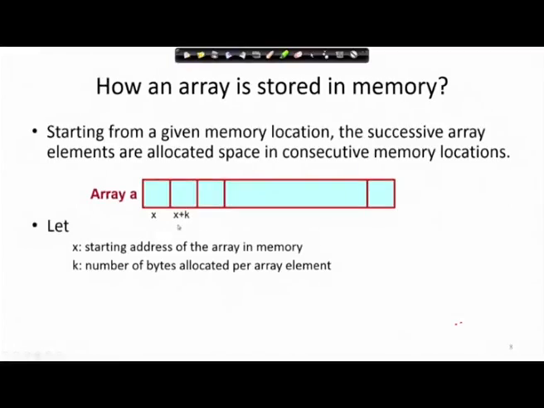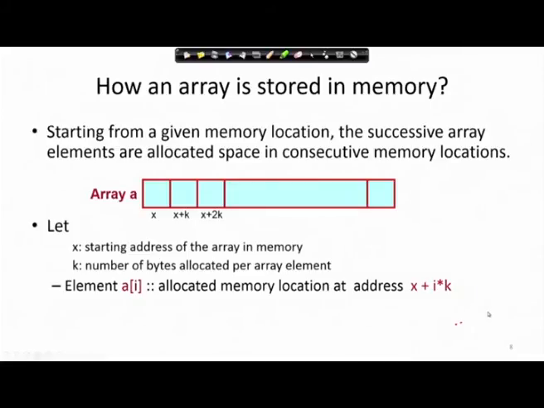Then the next one will be x plus k, because it started with x and needed k locations. The next one will start from x plus 2k, and so on. The ith element therefore, as we computed earlier, will be x plus i k, and since we started with 0, that will be perfectly okay. Element a i will be located starting at x plus i times k.